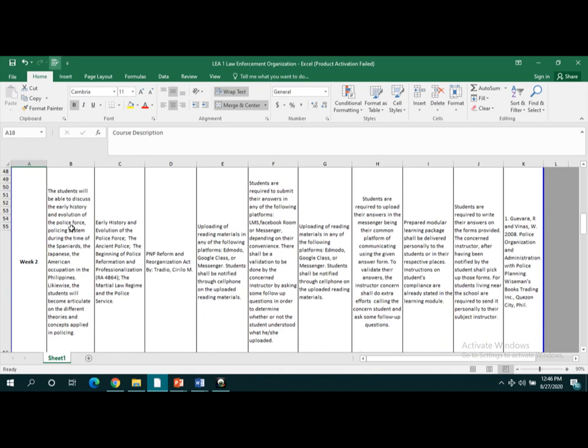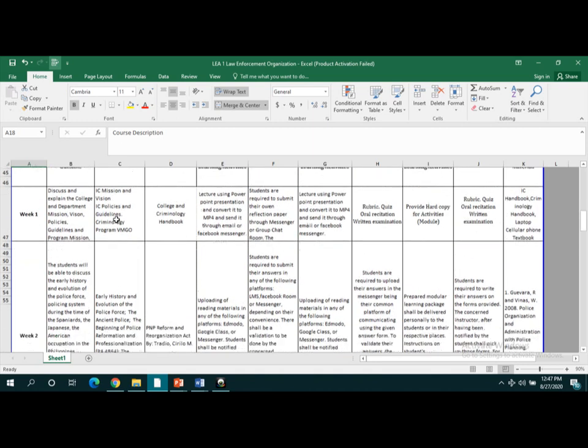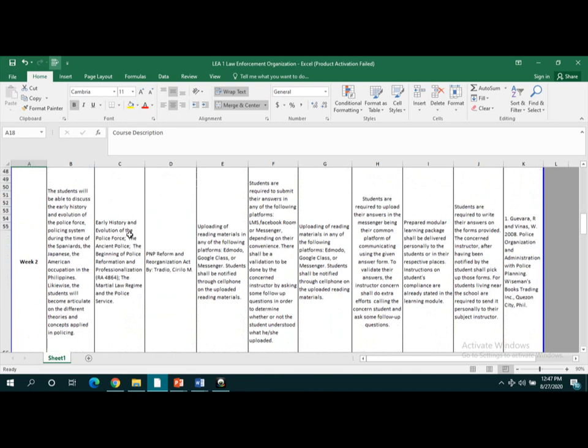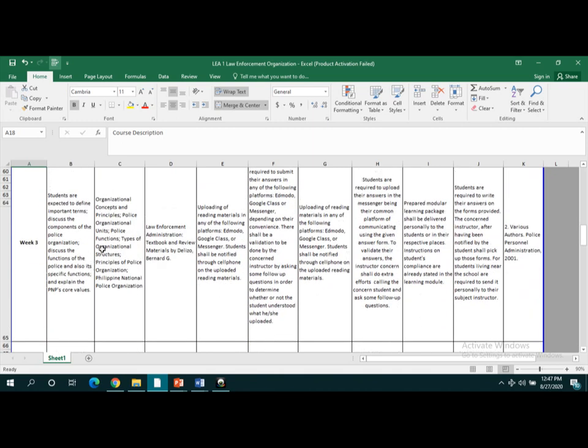The students will be able to discuss the early evolution of police force, policy system during the time of Spaniards, Japanese, American occupation in our country. We also try to discover the evolution of police force in other countries or in the world, how or where it started. Likewise, the students will be able to articulate the different theories and concepts applied in policing. So these are the main content or the course content of our discussion. The early history of an evolution of police force in ancient police, beginning of police reformation, professionalization, martial law, and others.